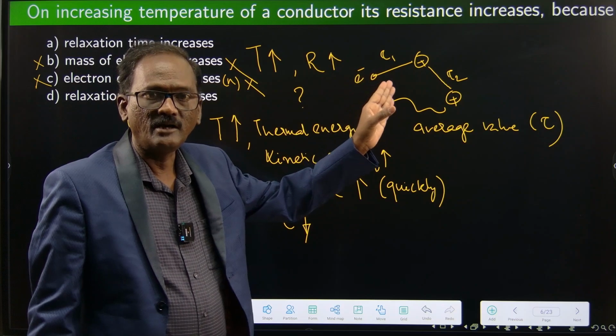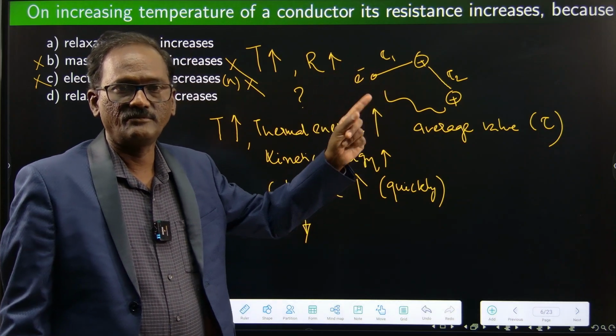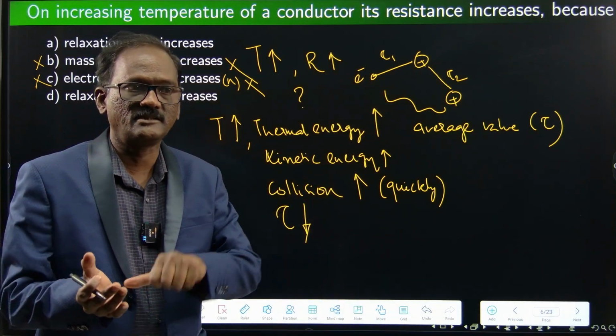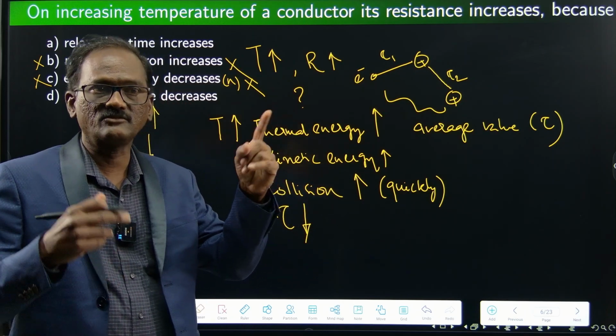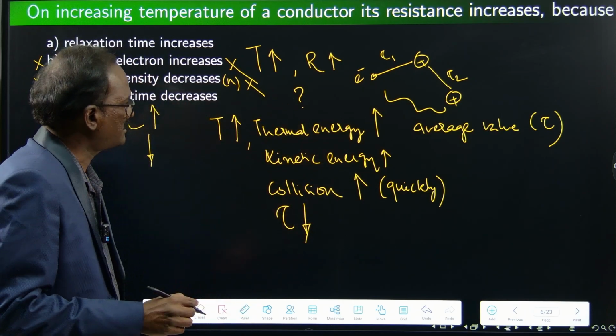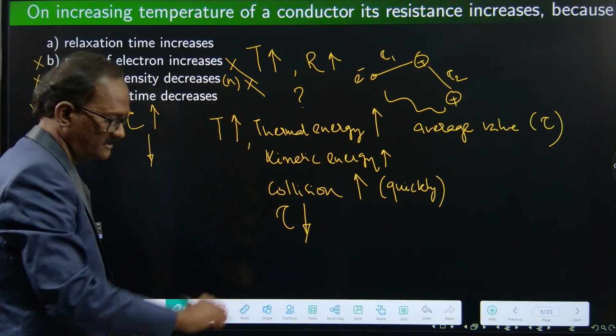Quickly it will collide with the positive ions because of the more kinetic energy. Kinetic energy is obtained from the thermal energy because you are increasing the temperature. So relaxation time decreases. Answer option D.